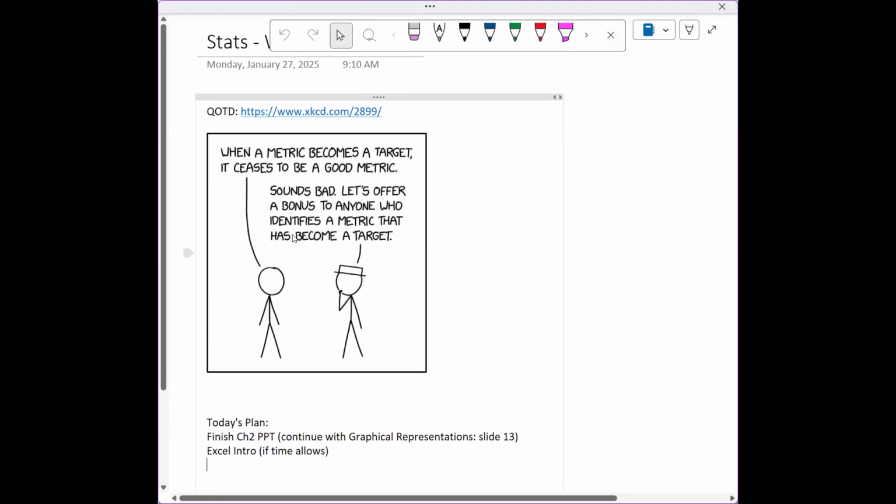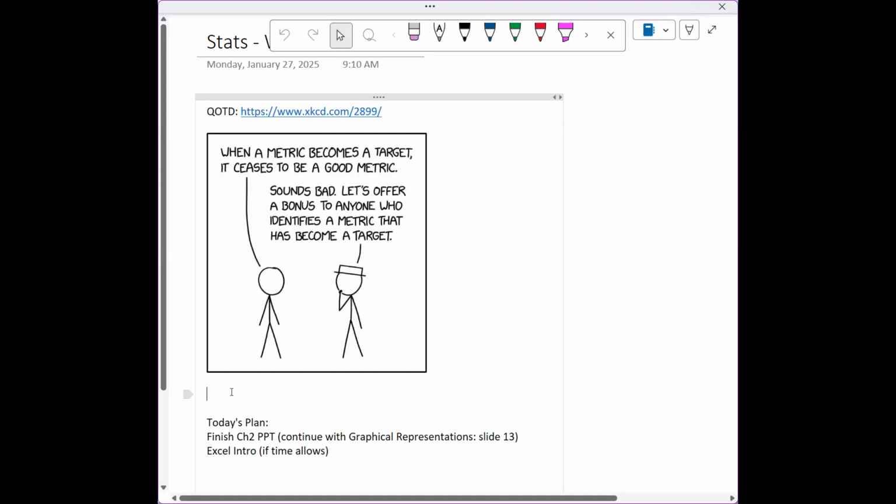And our quote of the day today is, well, it's kind of a meme. It's a comic from XKCD. I don't know what you call them, a publisher or something. They publish comics like this, funny little comics that usually have something to do with some nerdy topic like science or math. In this case, I forget the name of this, I think it's maybe called Goodhart's Law, but the person on the left says when a metric becomes a target, it ceases to be a good metric.